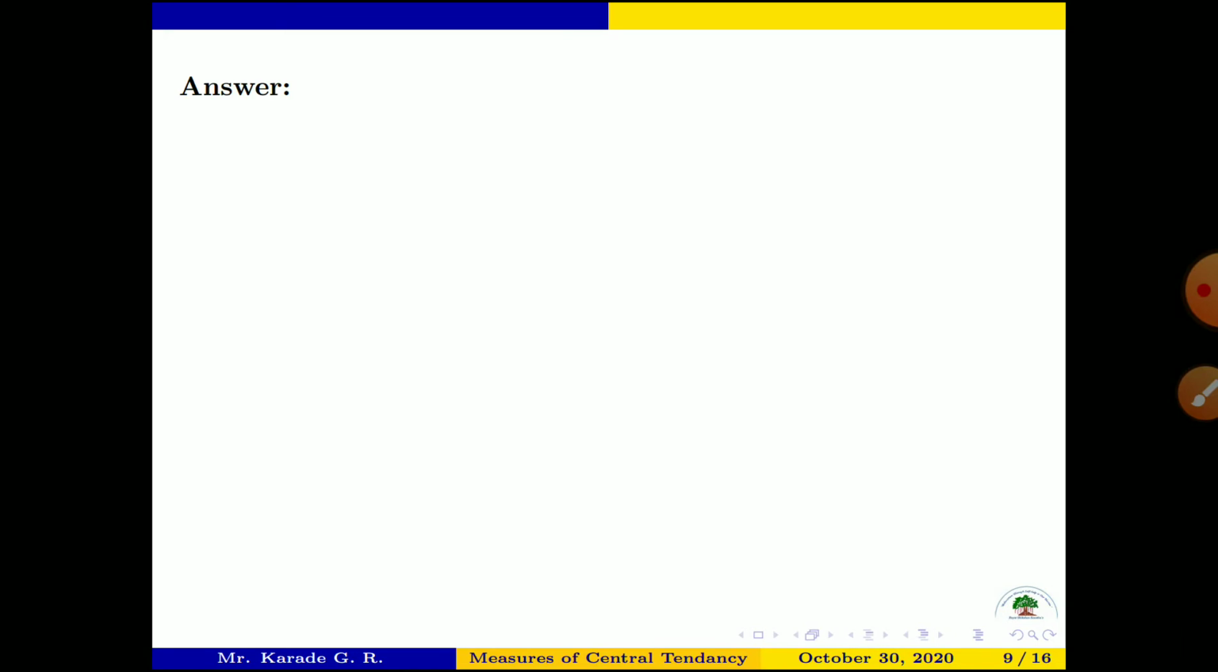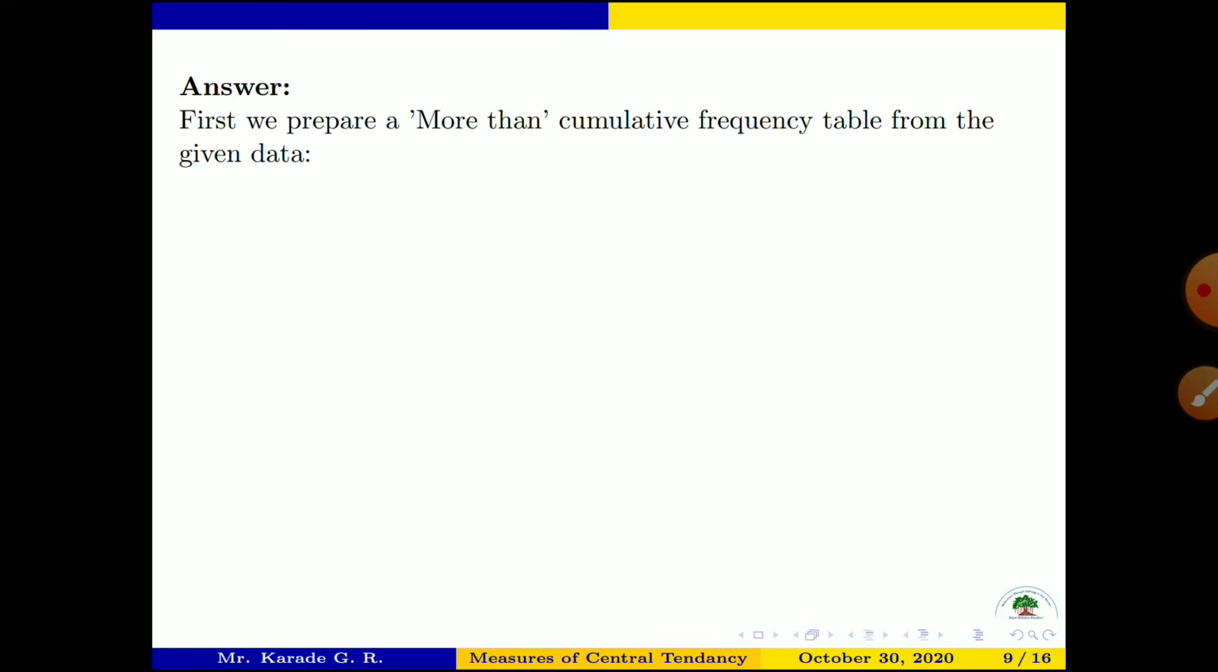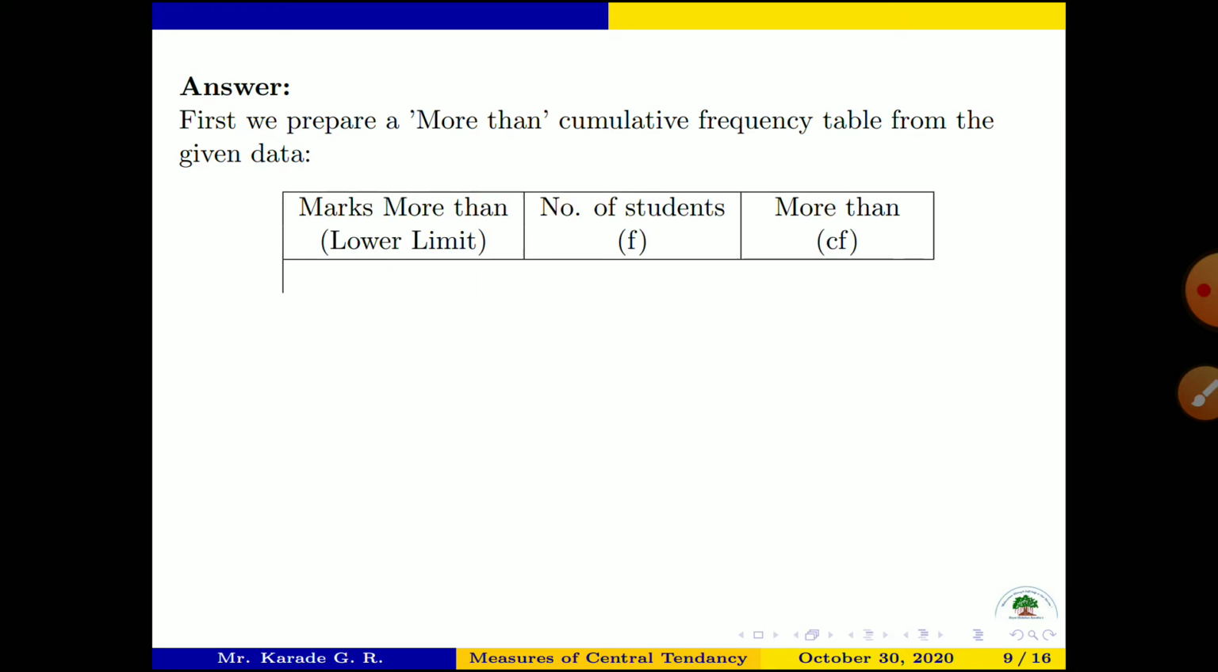So let us write the answer to the given question. First we prepare a more than cumulative frequency table from the given data. To prepare a more than cumulative frequency table, we need to construct 3 columns. In the first column, we write marks more than, meaning the lower limits of all the class intervals. In the second column, we write the corresponding frequencies or number of students. And in the third column, we write the more than cumulative frequencies.